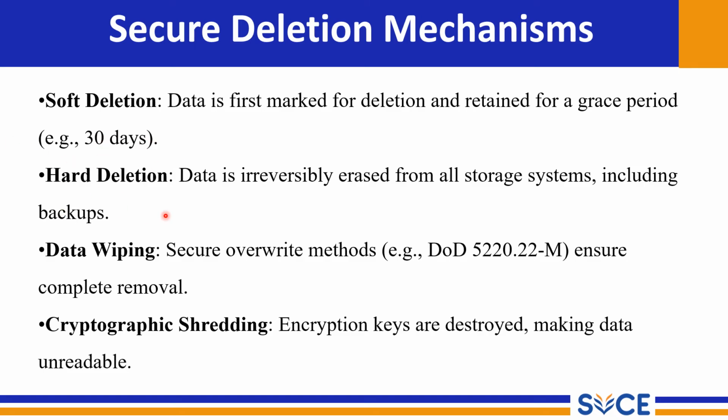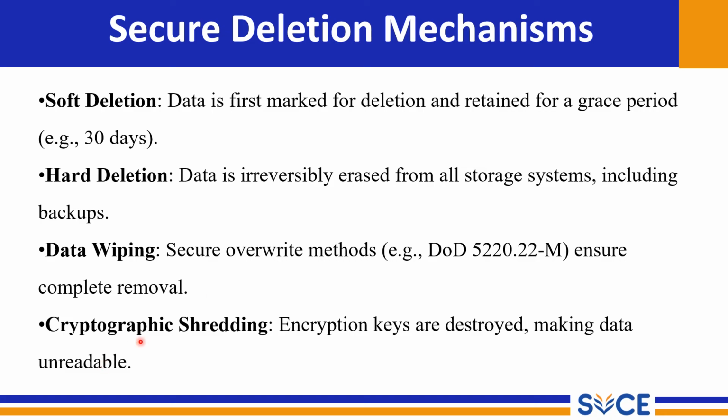And for hard deletion, data is irreversibly erased from all storage systems, including backups. If you delete it, you can't recover that particular file. So that is an example of hard deletion. And next one, data wiping. Here a secure overwrite method is used, for example the Department of Defense standard, DoD 5220.22-M, which ensures complete removal. Based on the method, you can overwrite, and by means of that, these kinds of standards have to be followed for data wiping.